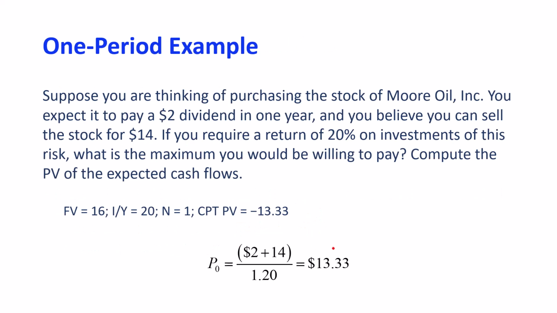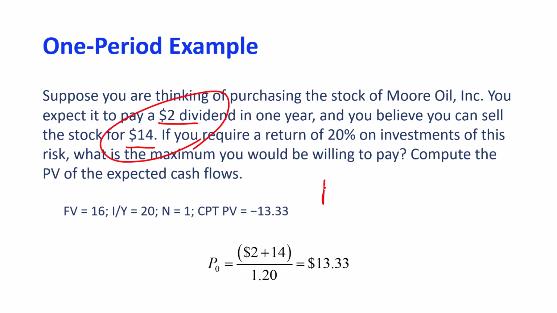Let's look at an example here. We are assuming that we have only one period in our investment. Suppose you are thinking of purchasing the stock of Moore Oil Inc. and you expect to pay a $2 dividend in 1 year, and you believe you can sell the stock in year one for $14. If your required rate of return on an investment of this risk is 20%, what is the maximum you're willing to pay for this? The maximum that you want to pay for this should be the present value of the two cash flows that you will receive.